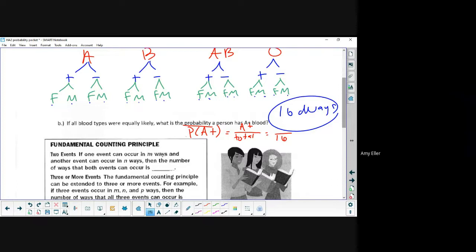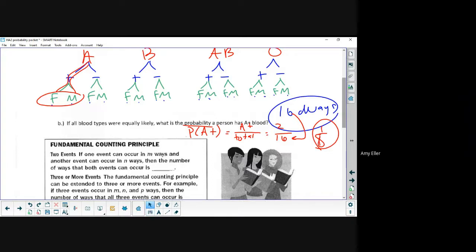You don't have to write everything I did, but I wrote P, probability of A positive, which means I want the A positive blood over the total. I just found the total from the previous problem. How many have A positive? These 2 have A positive. So 2 out of 16. So 1 out of 8.